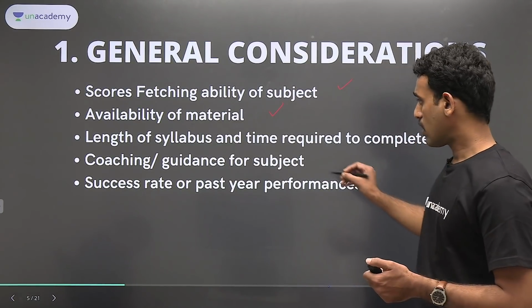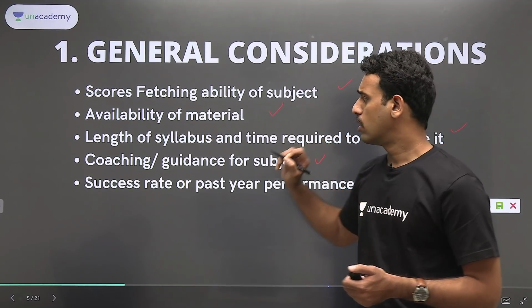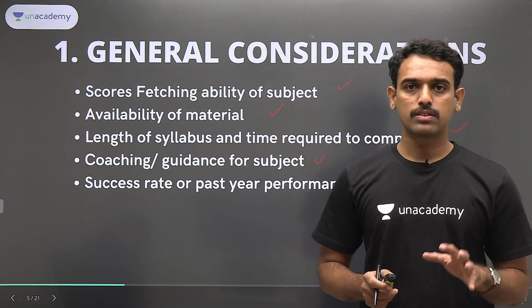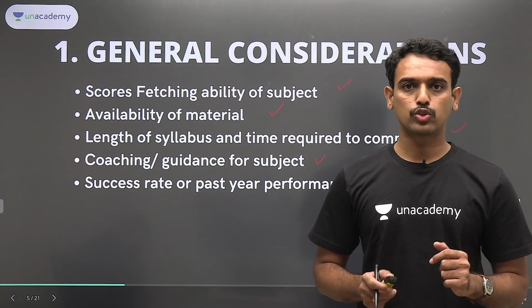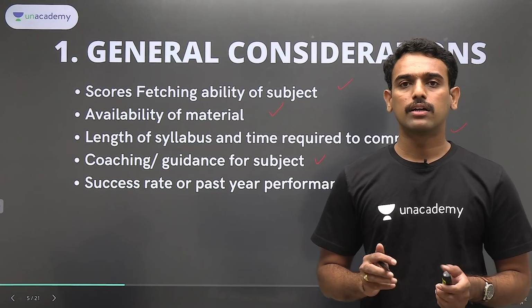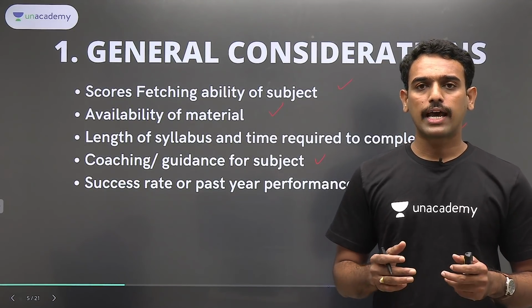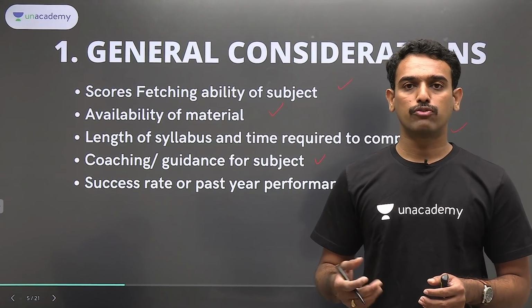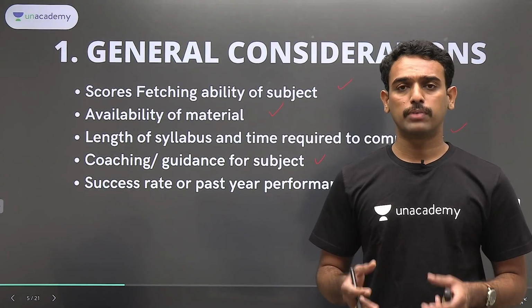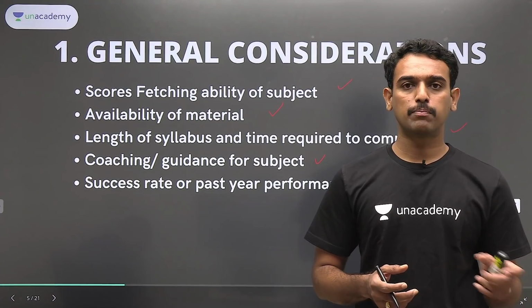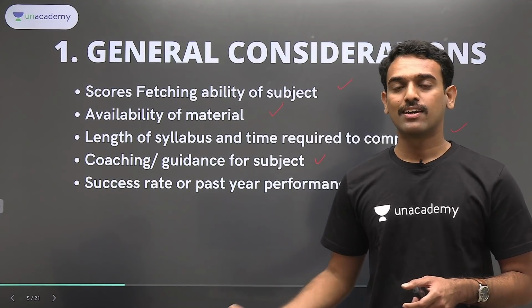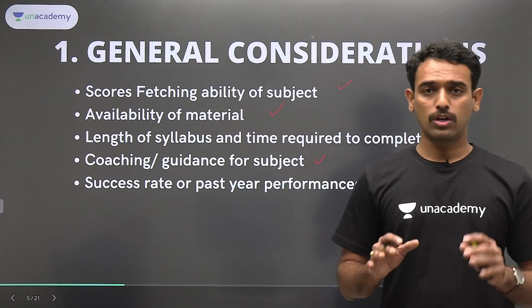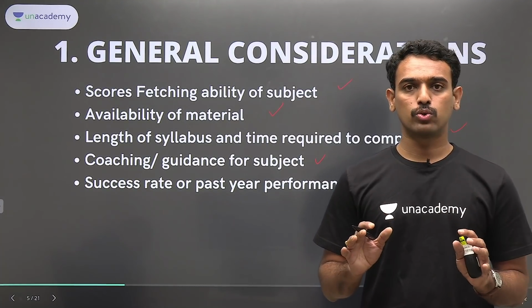And fourth will be with respect to coaching or guidance required for this particular subject. Now remember, there are 26 optionals according to UPSC, and usually every optional has some sort of bachelor's and a little bit of a master's course for that subject. For example, if it is a humanities optional, it will have BA plus MA of history. If it is maths, it will have BSc plus MSc related syllabus. So you need to be very well versed with respect to the syllabus.